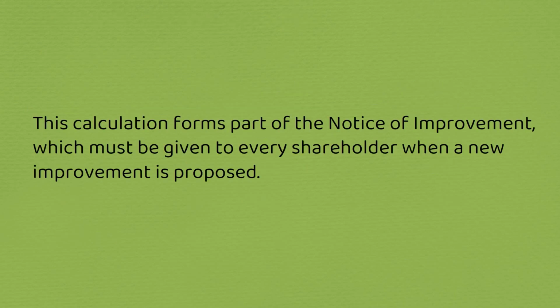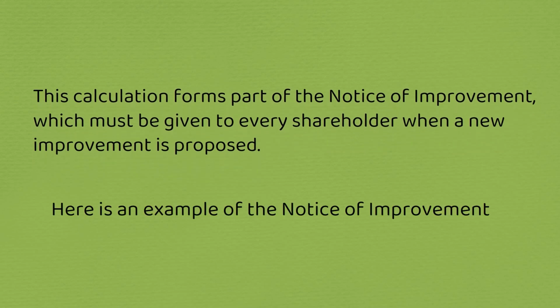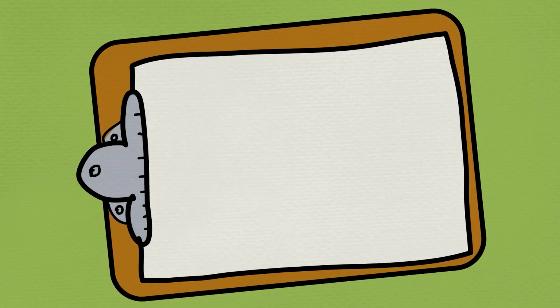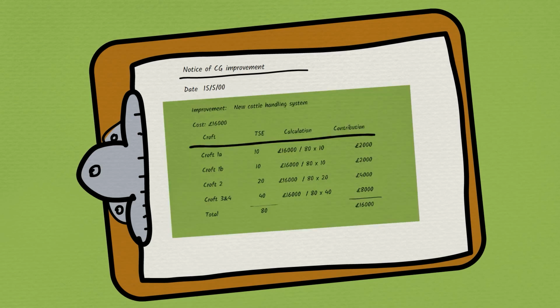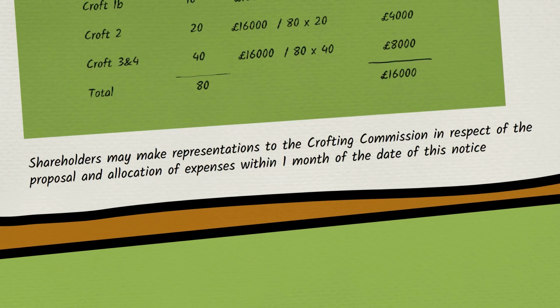This calculation forms part of the Notice of Improvement, which must be given to every shareholder when a new improvement is proposed. Here's an example of the Notice of Improvement. It details the work, it gives a date, the breakdown of all the contributions, and a note to say that shareholders may get in touch with the Crofting Commission if they want to object to the proposal.